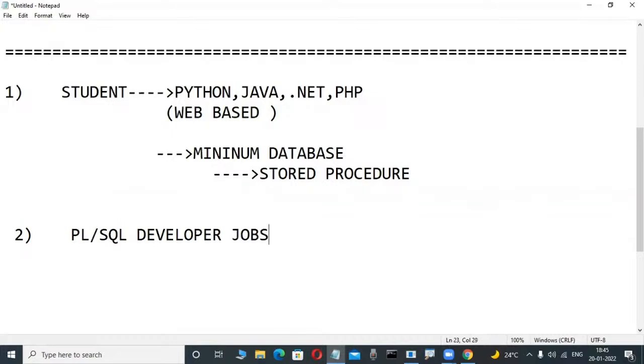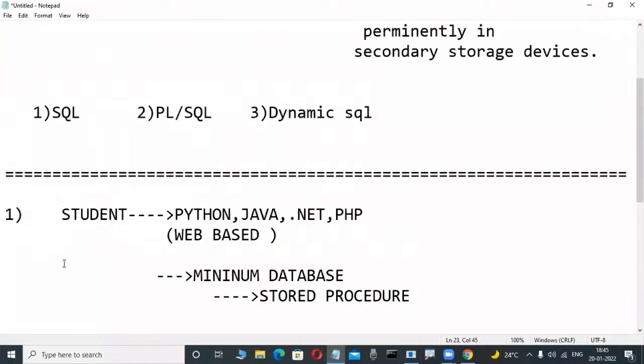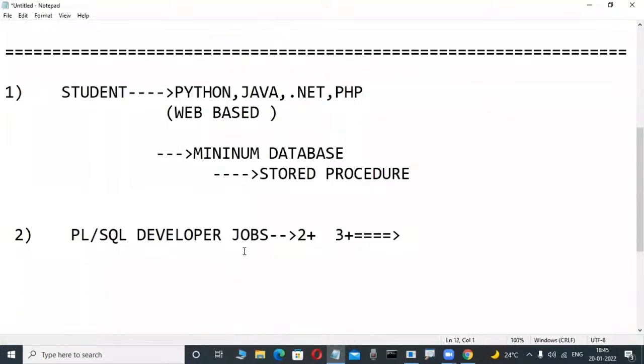Maybe they have a gap of two or three years, two plus or three plus years. Okay, some gap is there, maybe. Fine, those persons are in our course only. They are learning this course only for PLSQL developer purposes. So many fellows are learning this course from me.